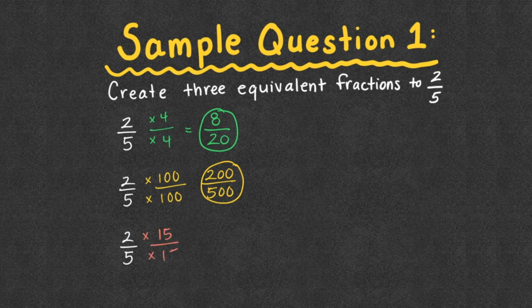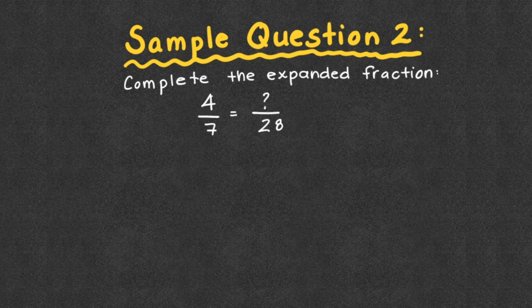Over 5 times 15. 2 times 15 is 30. 5 times 15 is 75. So 2/5 is equal to 30/75. And 8/20 is equal to 200/500, which is also equal to 30/75. So we created these different equivalent fractions by expanding that have the same value. We are going to complete the expanded fraction.